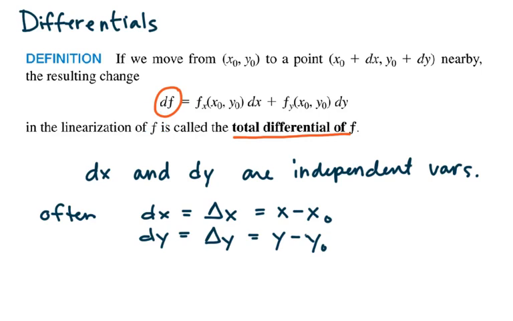So again, df is called the total differential, and that is the change in the linearization of f. Differentials provide us with a way of estimating the amount a function changes as a result of a very small change, this plus dx or plus dy. Again, those are representing really tiny values as a result of a really small change on those input values.